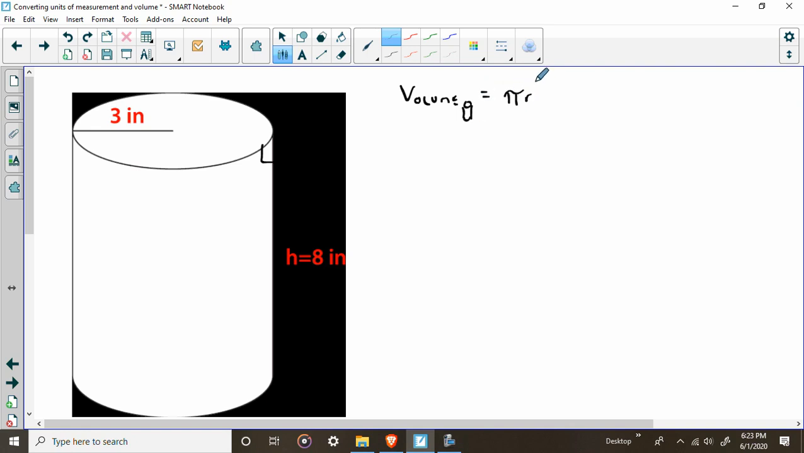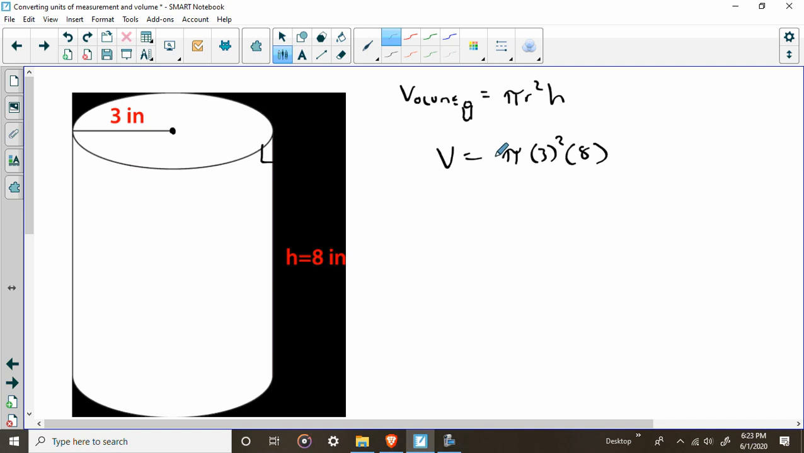Okay, so the volume of a cylinder, so the volume of a poorly drawn cylinder, is equal to pi times the radius squared times the height. Pi stays as pi, right? We'll talk about that in a second. Your radius, again, up here, is right here. Your radius is 3. And your height is going to be 8. Okay, don't worry about the units. We'll talk about those in a second.